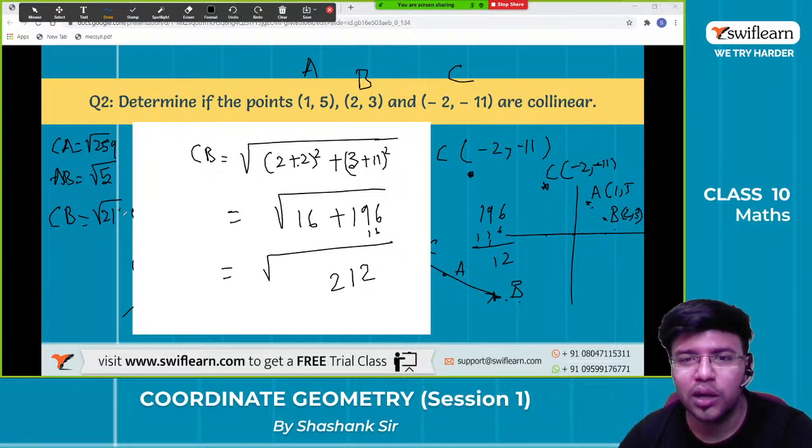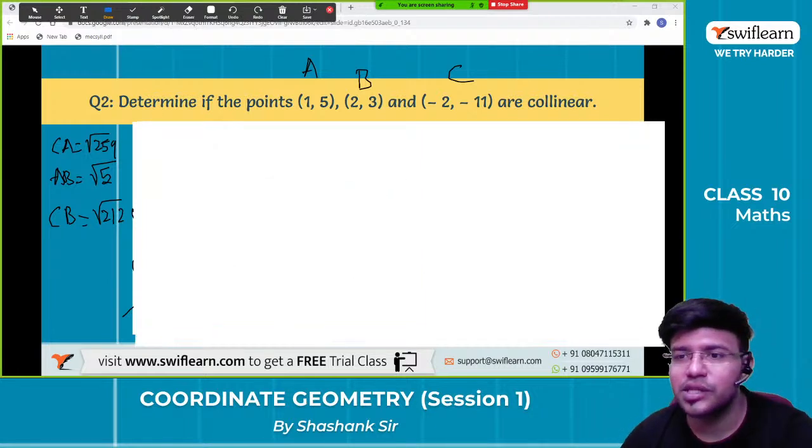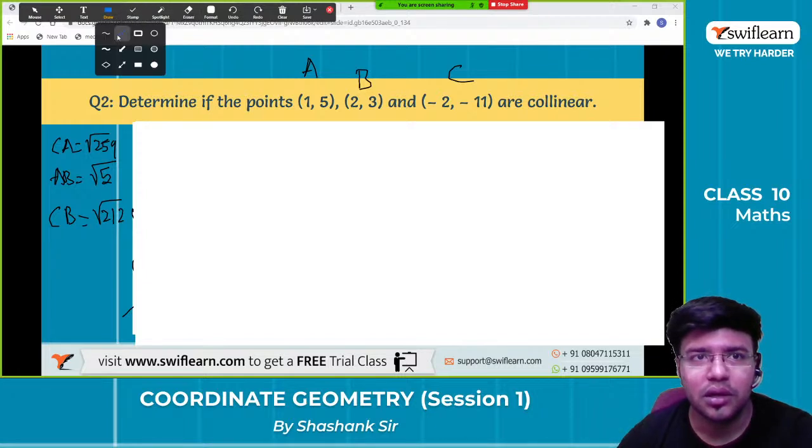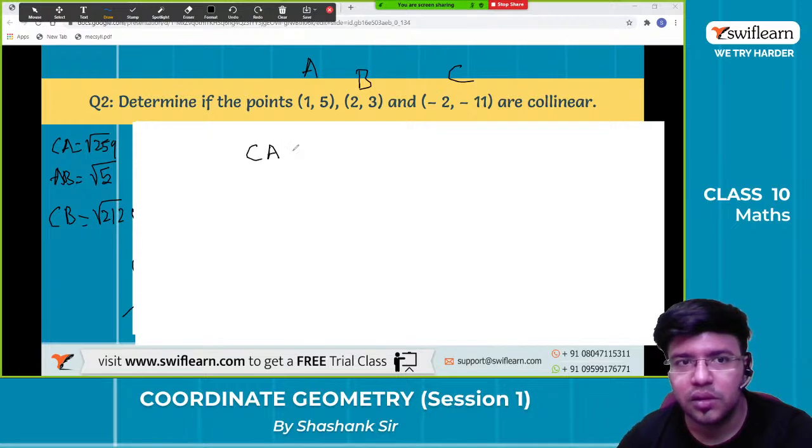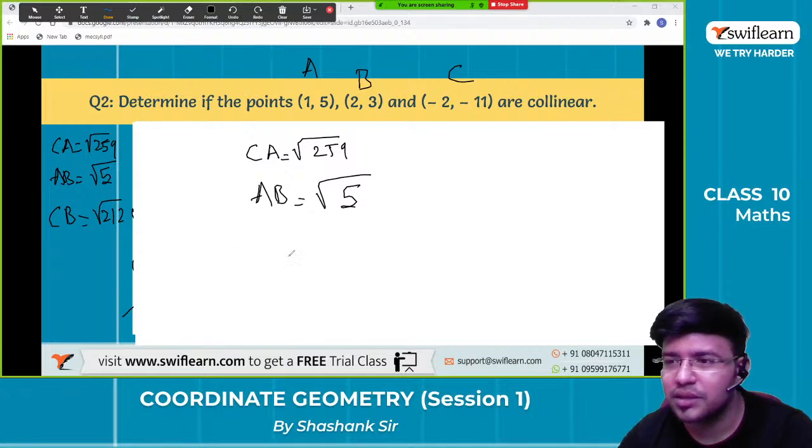Square root of 212. Actually, CB should be greater than the sum of this, right? It is already smaller here. So let me write this neatly so that we will come to know. Now, seeing all this, CA is square root 259. AB is square root 5. And CA plus AB should be greater than CB. But it is smaller than this, which is square root 212.